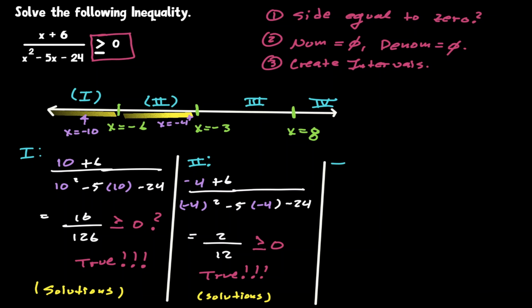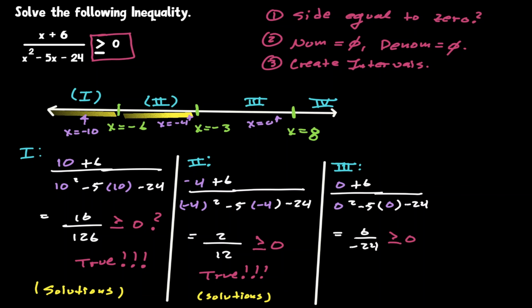Now let's test interval number 3. Choose any number that is between -3 and +8. I want to choose the easy one, 0. Let's plug that into our rational. So we're going to get 6 in the numerator and -24 in the denominator. Now let's ask ourselves one question: is that greater than or equal to 0? This is false. So there will be no solutions in the third interval.